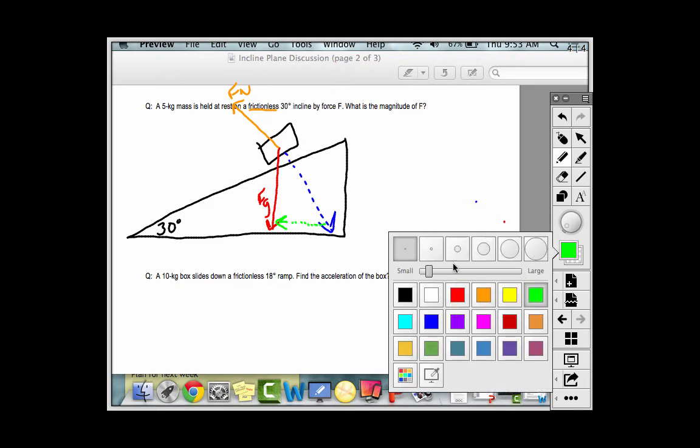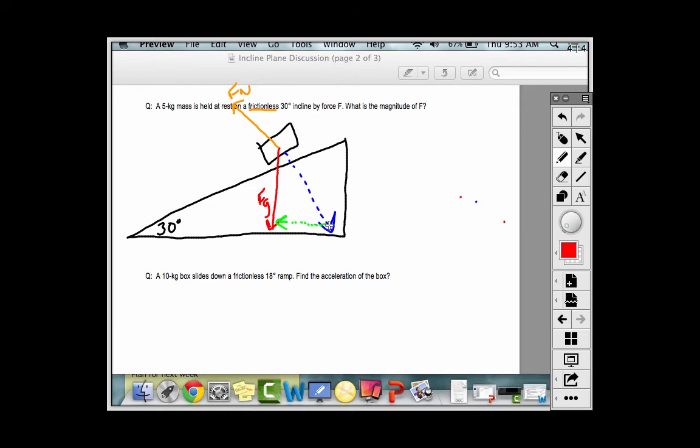Now, why is this cool? Or why do I think it's cool? This blue line represents what component of the force of gravity? Perpendicular or parallel? Perpendicular. So I'm going to write F sub g perpendicular. What about this sweet green color? Force of gravity parallel.